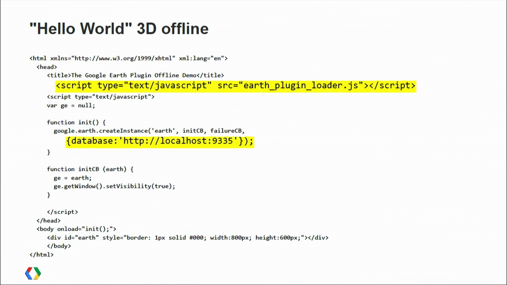So this is a snippet of a Hello World example for 3D. Again, you're going to load the JavaScript API from the portable server locally. That's what the script type line is. And in the google.earth.create instance call, there's a fourth parameter, which is the URL of the database that you're connecting to, an alternative database other than Google's default one. And in this case, I'm pointing back to my local machine because my portable server is running on port 9335. Other than that, you use the Earth API exactly the same way.